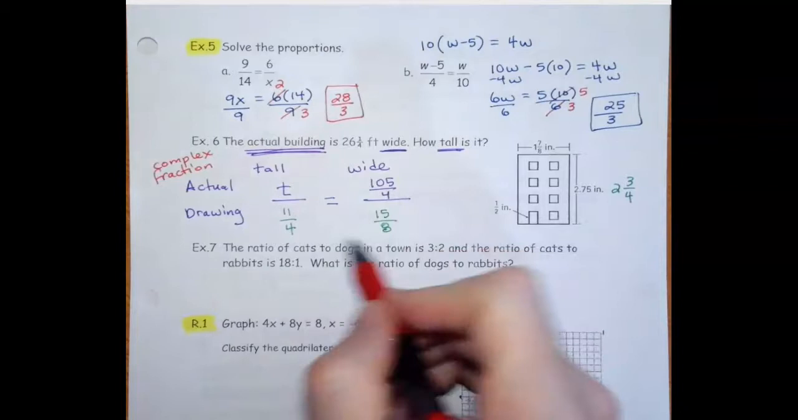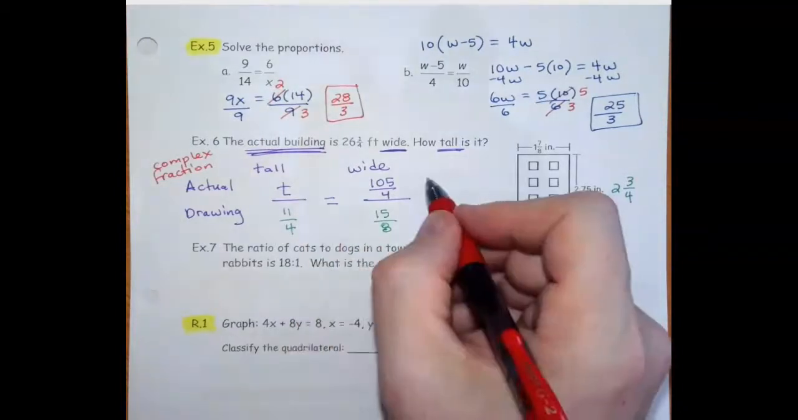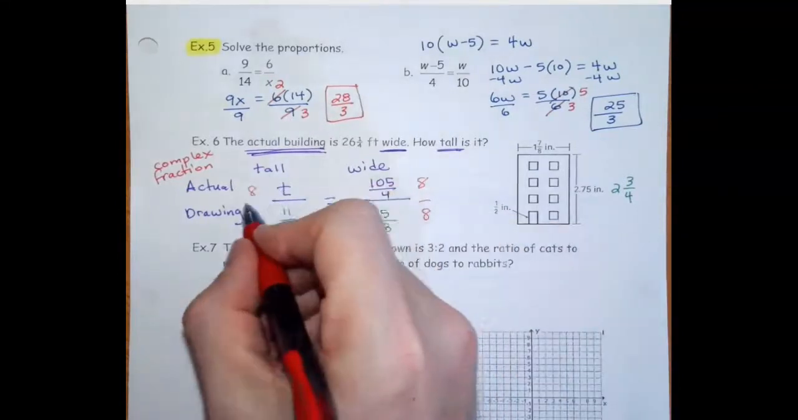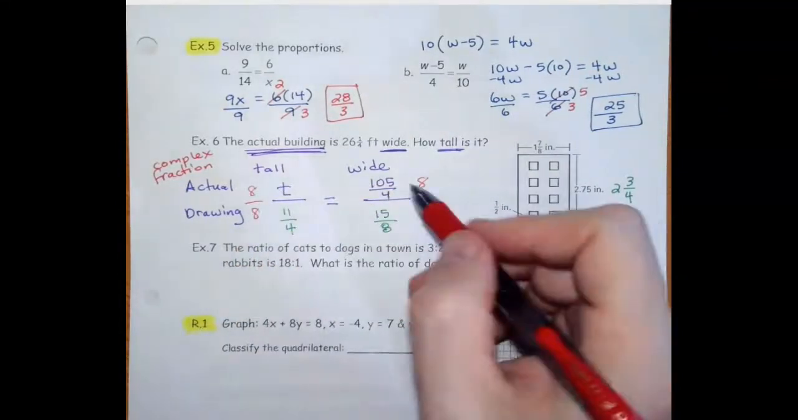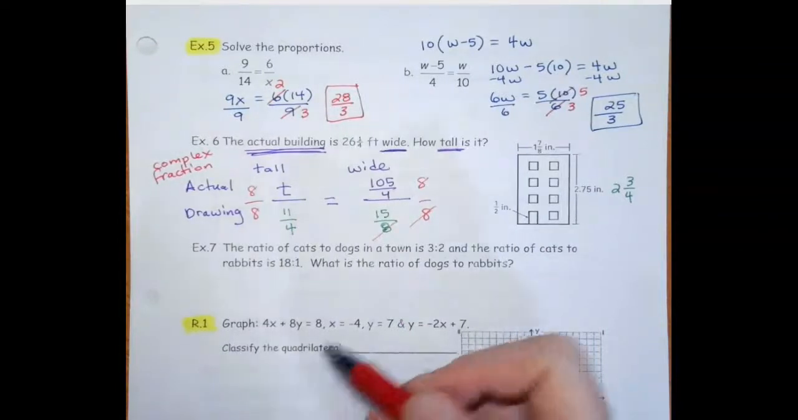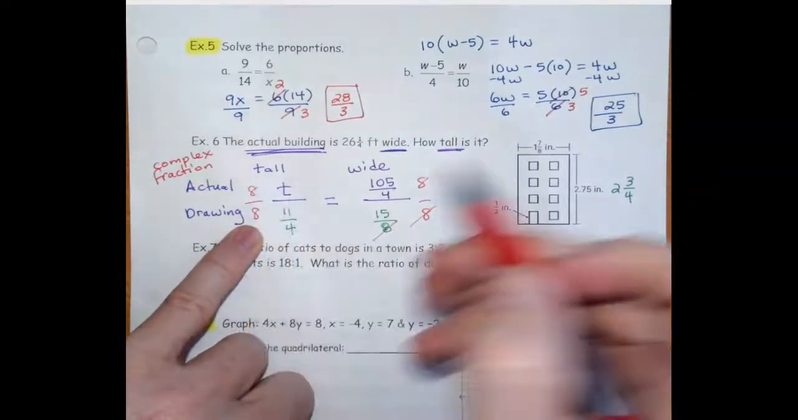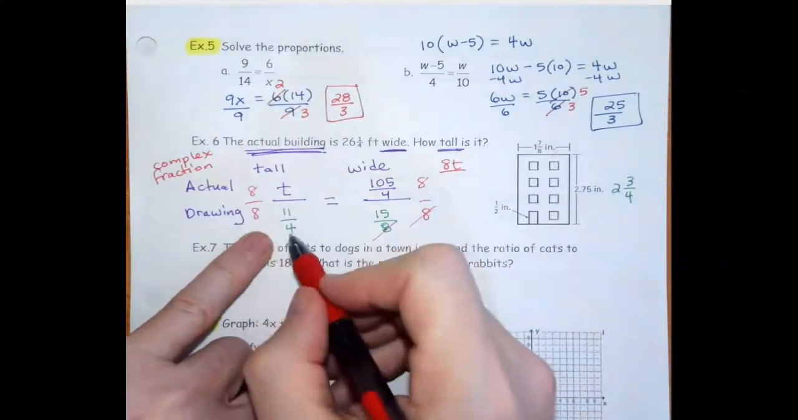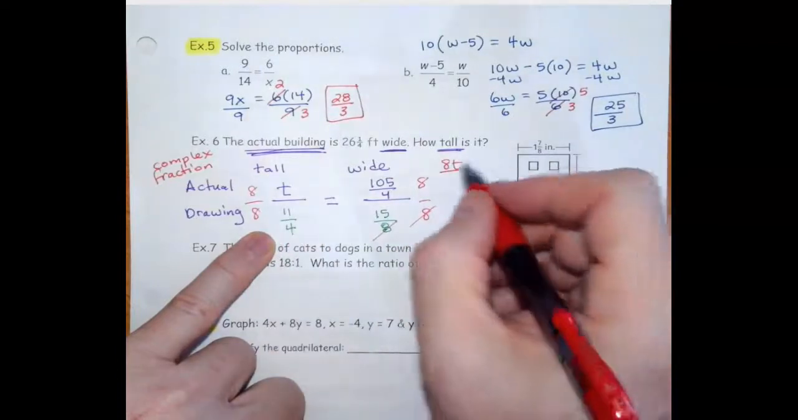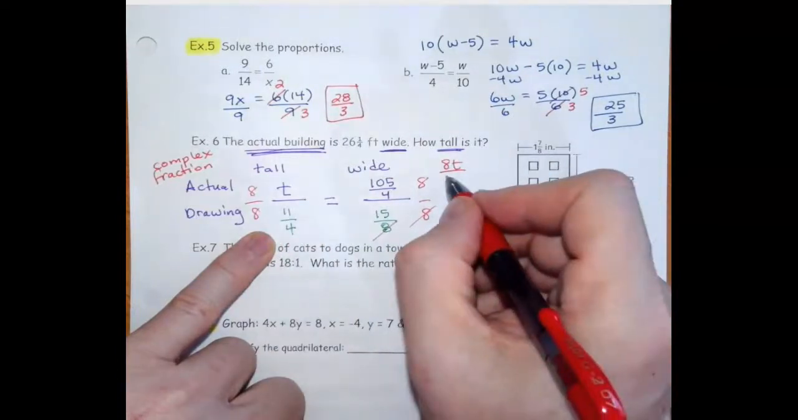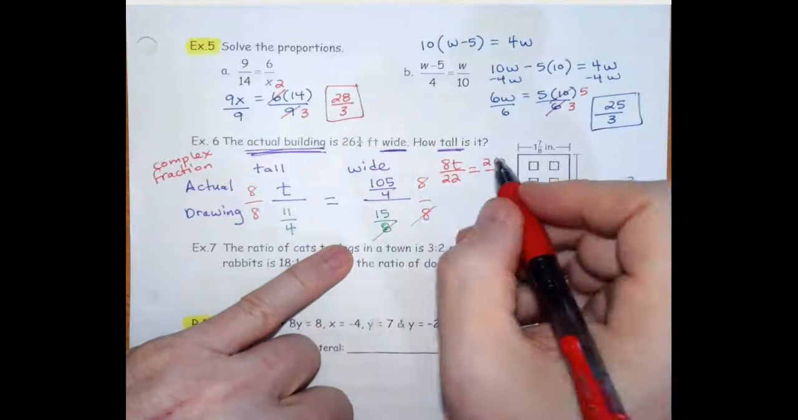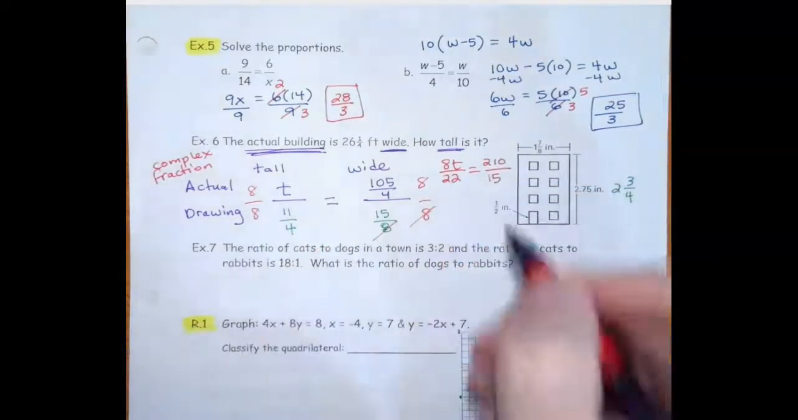So we want to get rid of the common denominator. So the common denominator is 8. So we're going to multiply this by 8 over 8 and 8 over 8. That's going to cancel those. And then what's that going to leave us with? Right here it's going to leave us with 8t. And then 8 over 4 is 2 times 11 is 22, so that's going to be over 22. And this is going to be 2 times 105, which is 210. And that cancels out. That's just going to be 15.